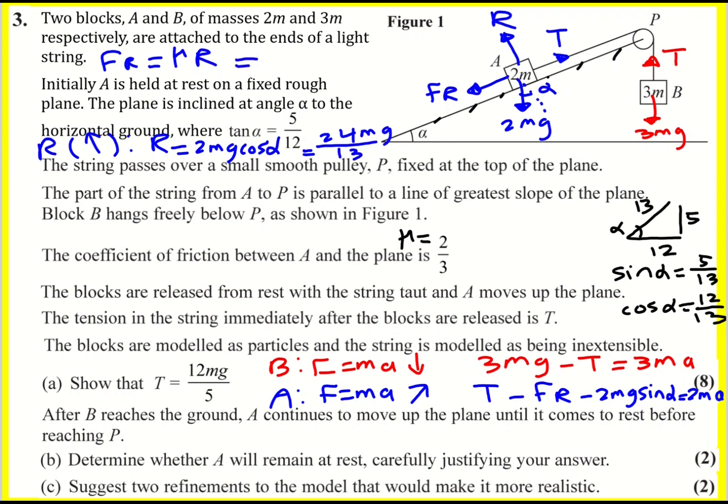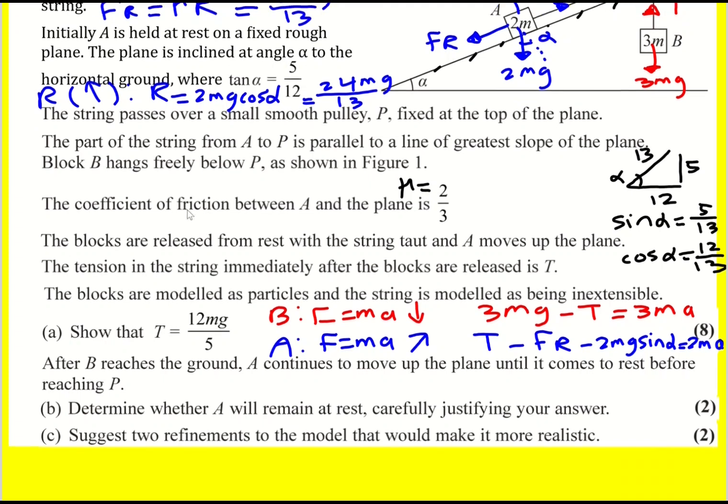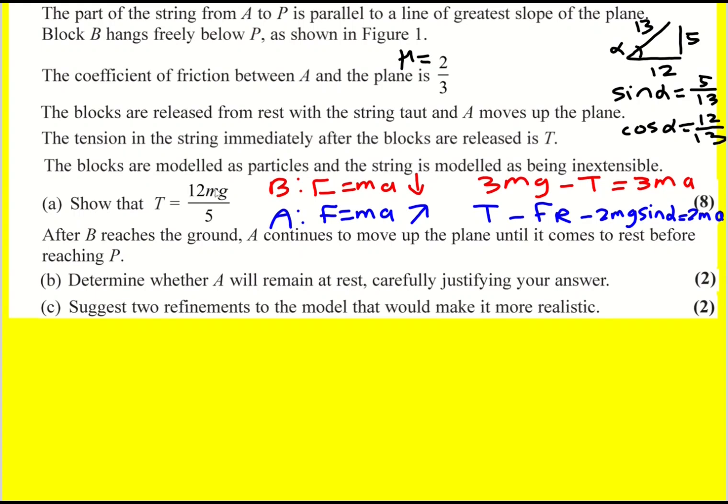And then that means Fr is going to be 2/3 of that, which ends up giving me 16 mg over 13. Okay, I'm well on my way now, because what I'm going to get for A is T minus 16 over 13 mg minus 2mg times sine alpha. That's going to be 10 over 13 mg is equal to 2ma.